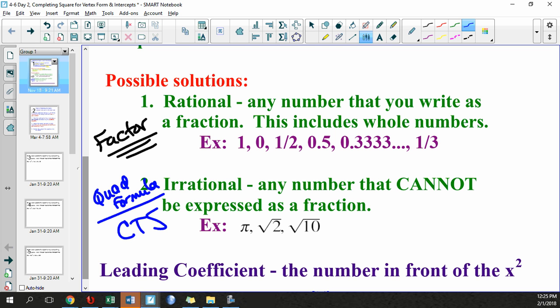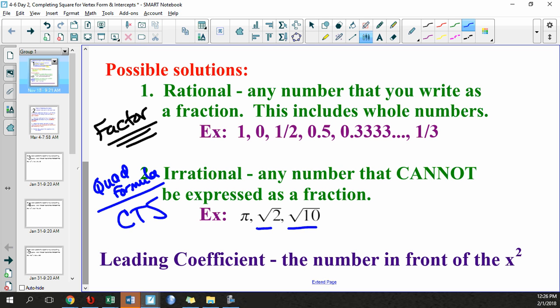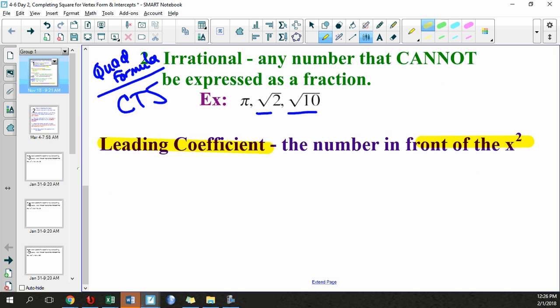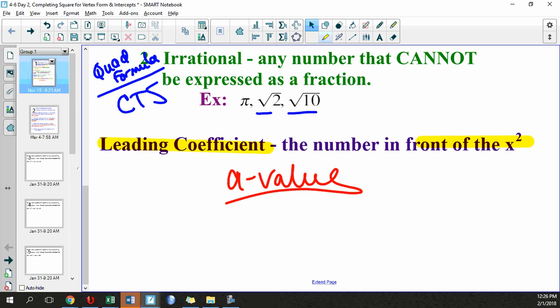When I use the word complete the square, you should think, oh, I'm going to have irrational answers. Well, what's an irrational answer? Something that has a square root in it. Now, could you have rational answers by completing the square? Yes, but you should have probably factored to get that answer because it would have been much faster. Now, another word I want you to make sure that your brain has understood and remembered is leading coefficient. That is the number in front of the x squared. You know what that value is? It is your a value.